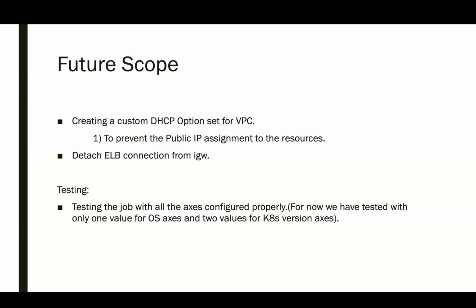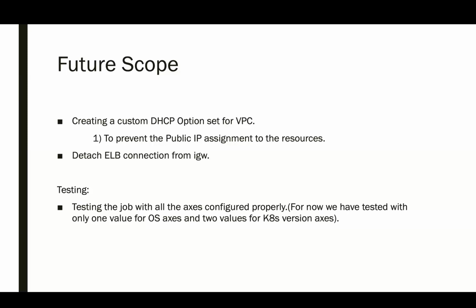For now, we have the DHCP option set that is created, that is using the Amazon DNS servers and the Amazon domain name. So we need to modify it to use our custom DNS server so that this public IP is not assigned and it is not exposed anywhere. And the next thing which I talked about earlier, during the architecture diagram, is that we need to detach the load balancer from the internet gateway. So these are the two things under future scope.